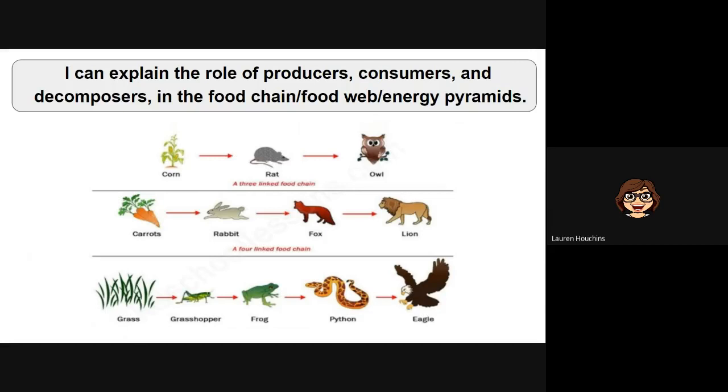A frog then eats the grasshopper. So there's your secondary consumer. Then a snake or a python eats the frog. There's another secondary consumer. And then finally, the eagle eats the python or the snake. And that is where your tertiary or apex consumer comes in. So always think about the question, what eats what?